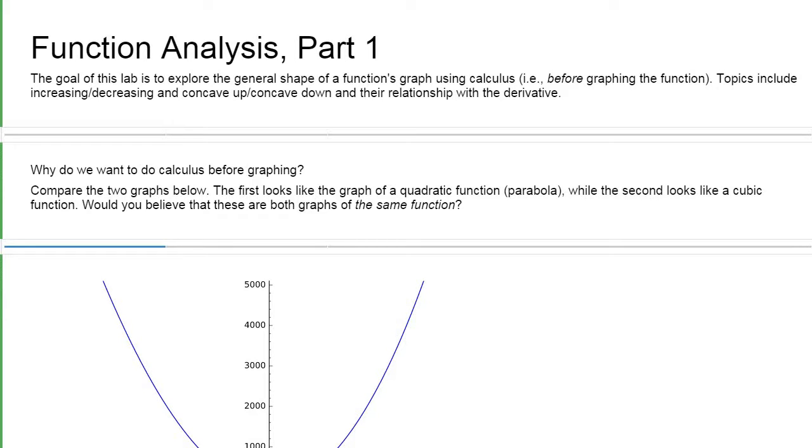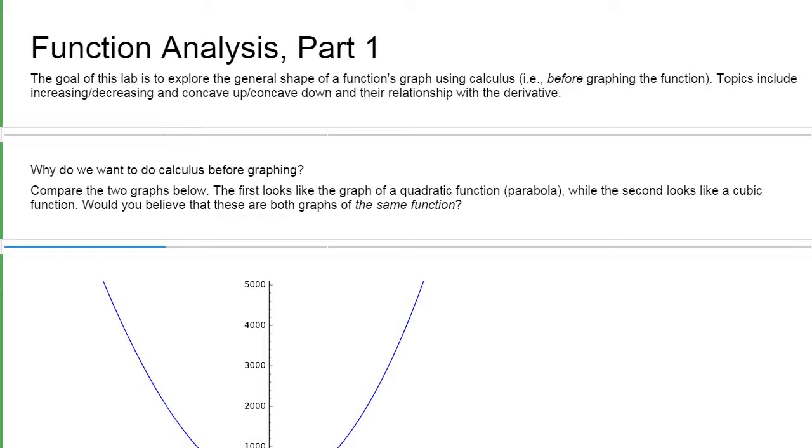In this video, we're going to talk about function analysis. We're going to do this for 2 weeks, so there'll be a second video coming up. The idea of function analysis is to use calculus to understand the key features of a function, or the key features of the function's graph.